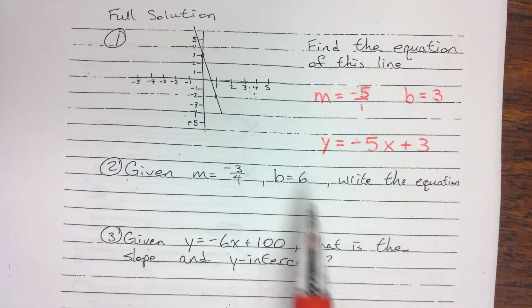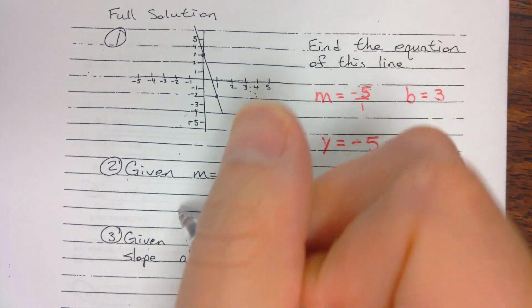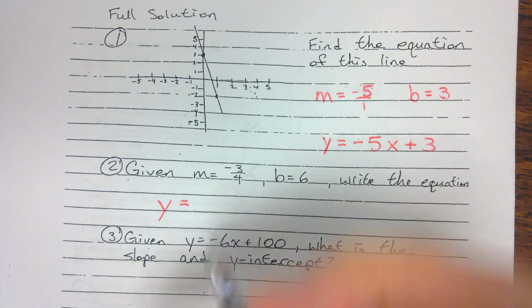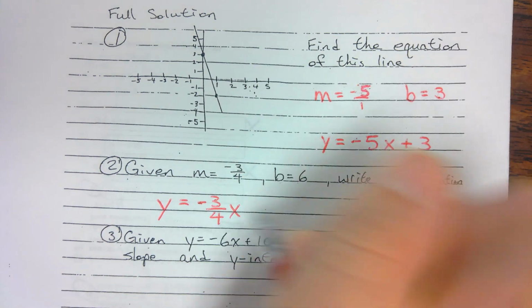Good. Okay, what if I'm given M and B? So simply writing it, Sydney? What's the equation? Number 2? Negative 3 over 4x plus 6. That's it. Good job.